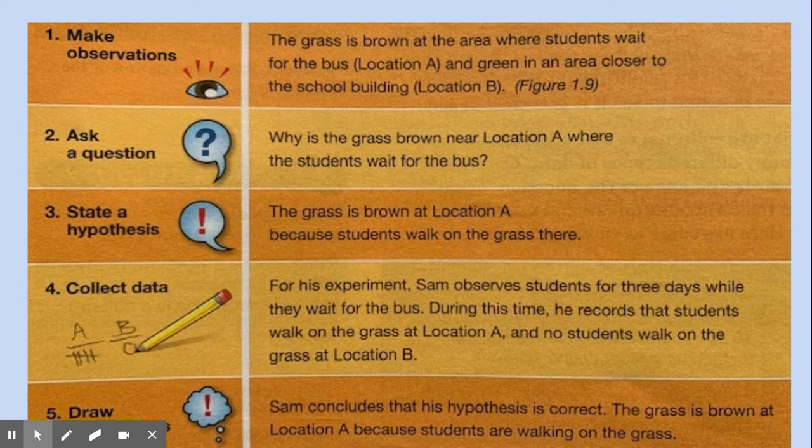The next part was collecting the data. For his experiment, Sam observes the students for 3 days while they wait for the bus. During this time, he records that students walk on the grass at location A and no students walk on the grass at location B. Finally, he draws a conclusion. Sam concludes that his hypothesis is correct. The grass is brown at location A because the students are walking on the grass.